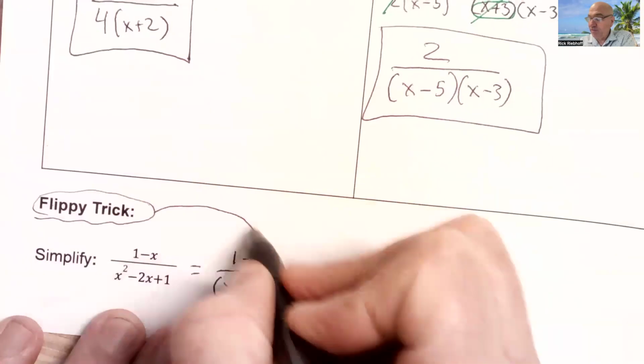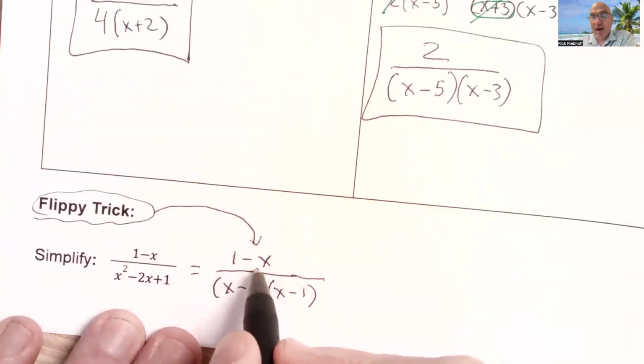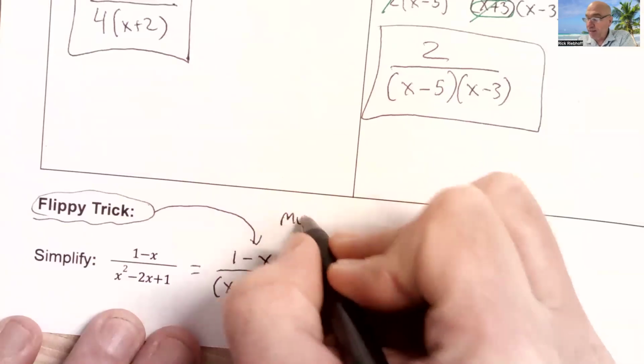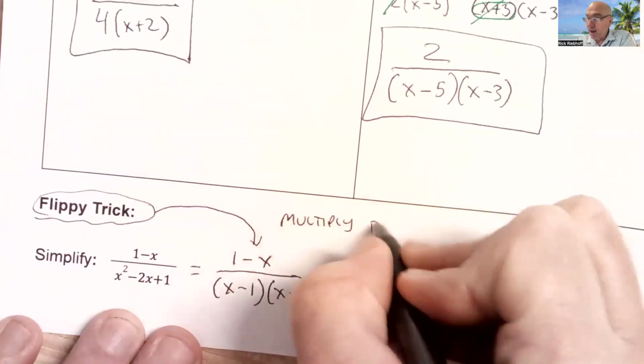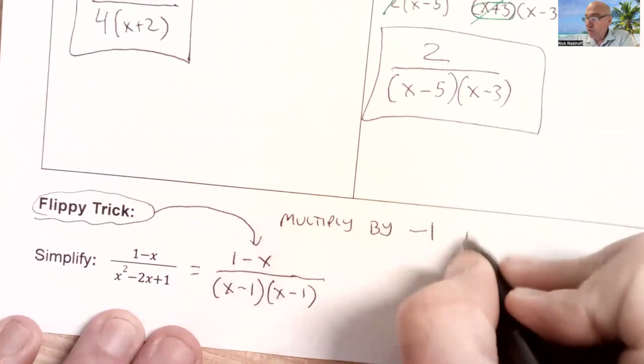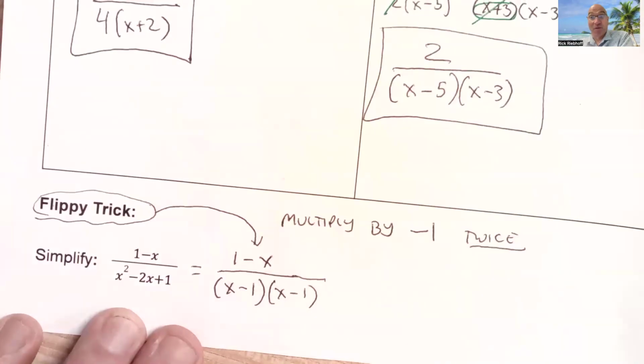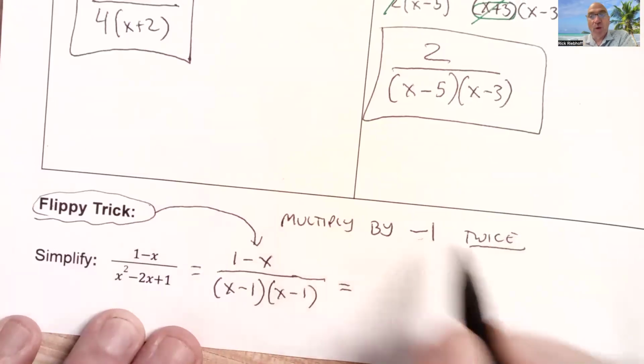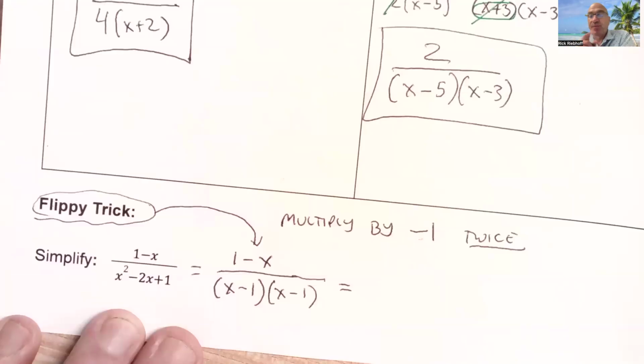If I want this to flip around, if I want this to be x minus 1 instead of 1 minus x, the flippy trick is to multiply by -1 twice. Okay, watch. Are you ready for it? If I multiply something by -1 twice, does it come back to where it used to be? Think of a number, multiply by -1. Multiply by -1 again. You come back to the same number, right? 5 becomes -5, becomes 5 again. You come back to it if you multiply by -1 twice.